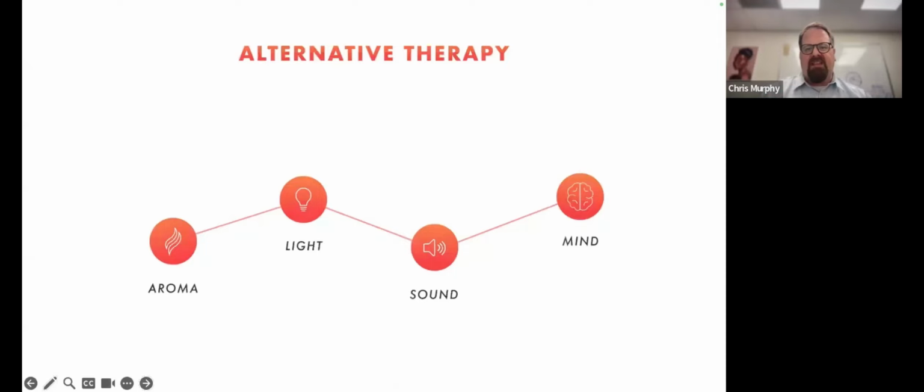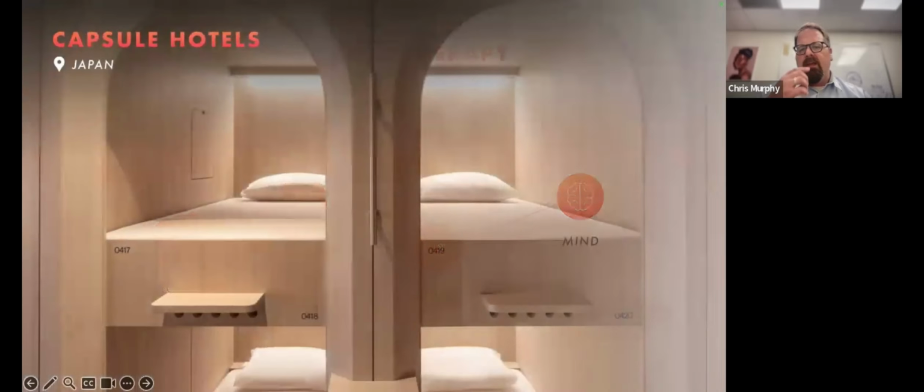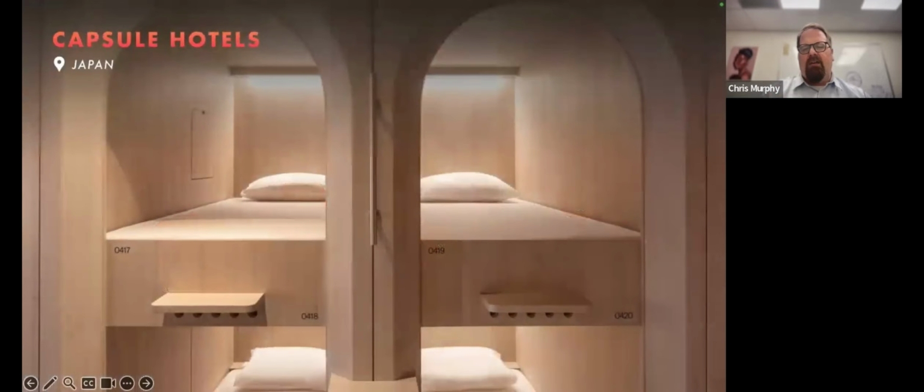So, using the five senses, Stellar targets therapies such as aroma, light, sound, and mind, and any other pain points the consumer may have inside a fully customized room. The idea came from Japan, where there are hotels set up with little mini pod spaces that have fully controlled temperature, atmosphere, and privacy at a very low cost.